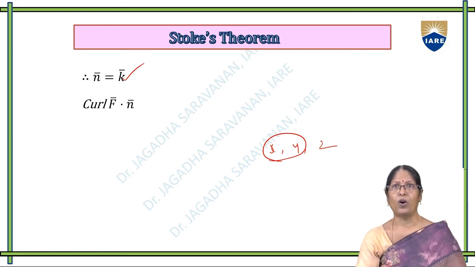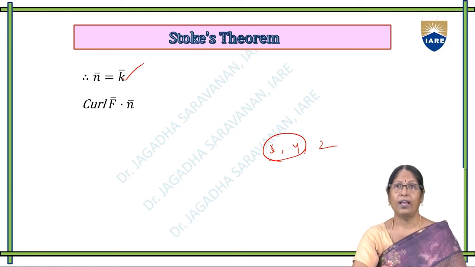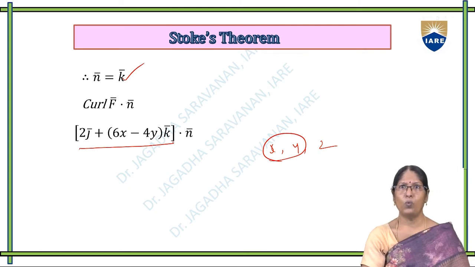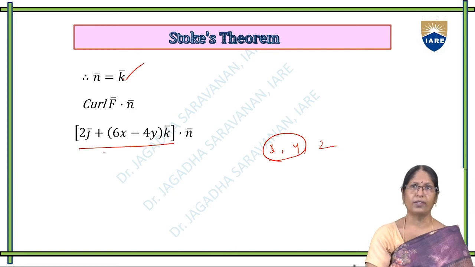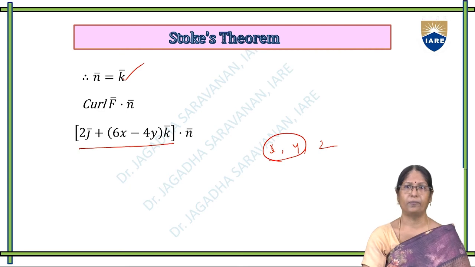Now, to find the surface integral over S of curl f dot n ds, which we want, our ds is now in the xy plane, so in the ds we will replace it with dx dy. Before that, to substitute in the formula, we will find curl f dot n. Our curl f, which we just found from the determinant, is 2j plus 6x minus 4y of k, dot n.